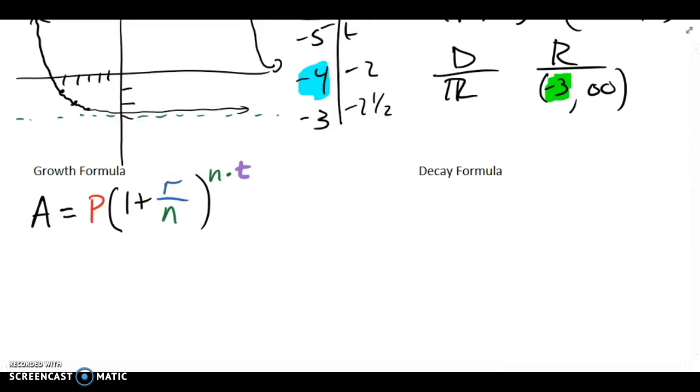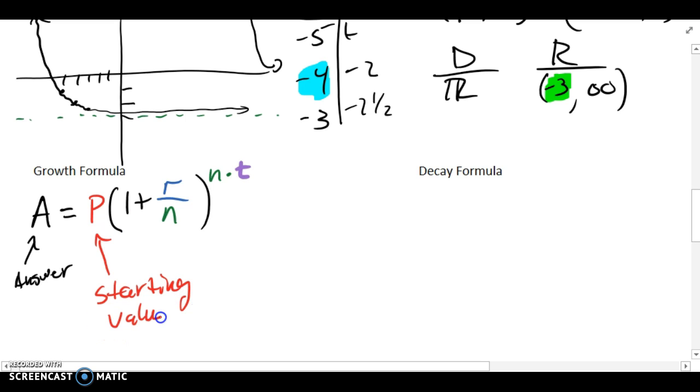So A is the answer. That's the answer we're looking for after we make an investment or whatever. P is our starting value. So how much money are we going to invest, or how much medication I took, or whatever. R is our percent as a decimal.